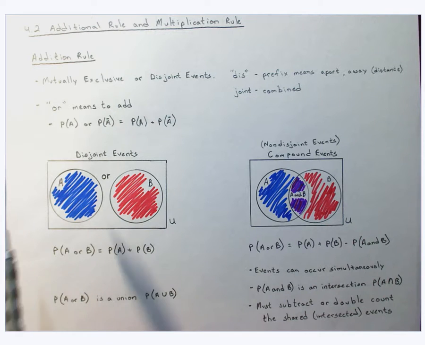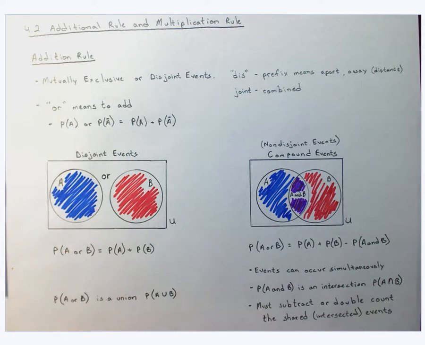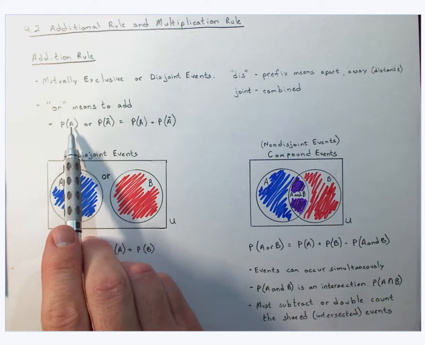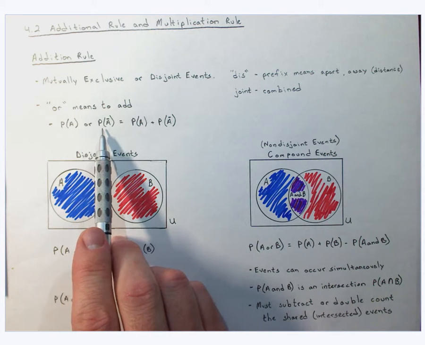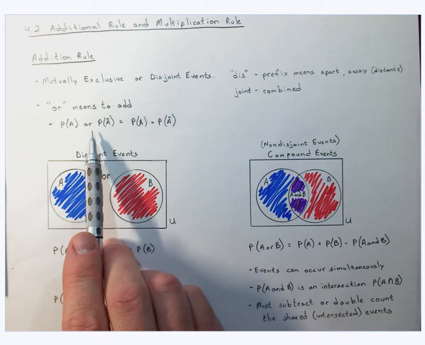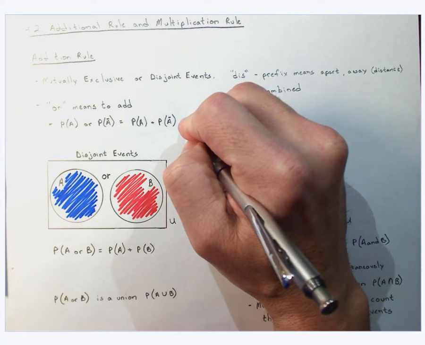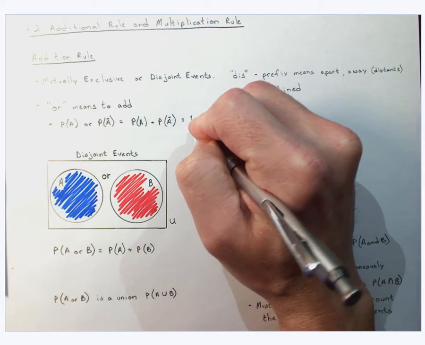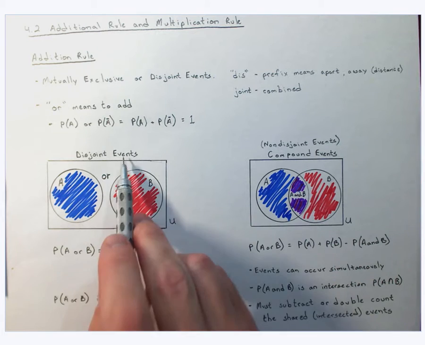The other aspect with the addition rule is the word or. Or means to add. And we've looked at that when we talked about complementary events. You have the probability of the event occurring, so probability of A, or the probability of it not occurring, not A. If we add those together, we know that that's my total probability, 1.